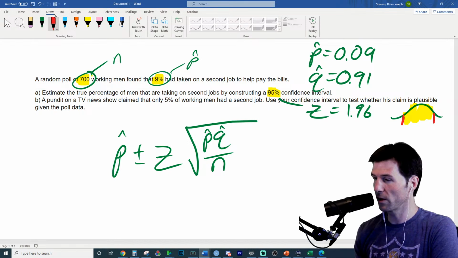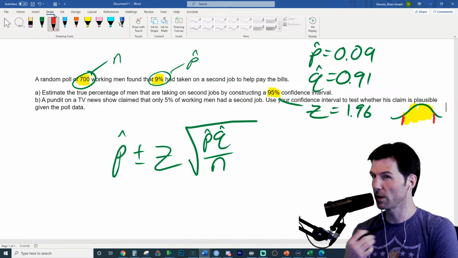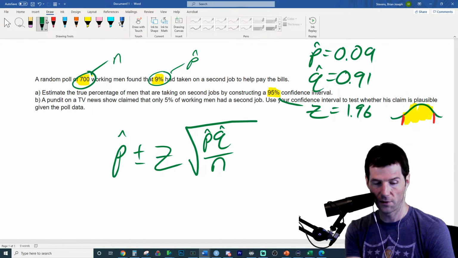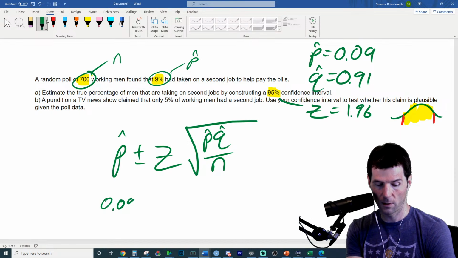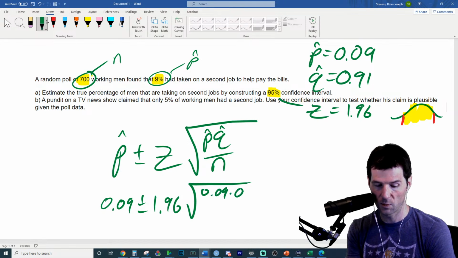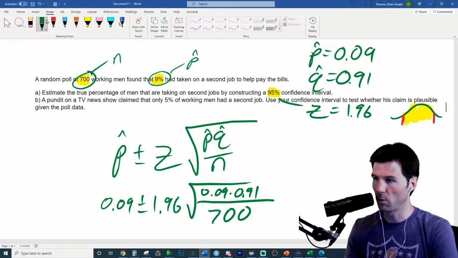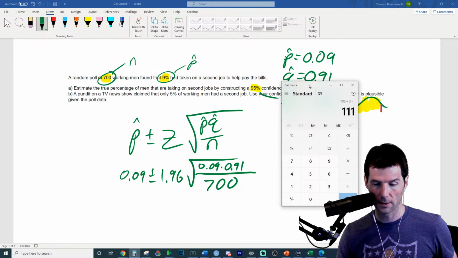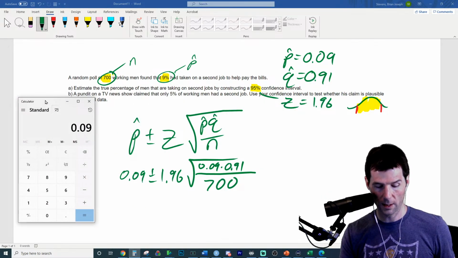Now, here's the important thing. We're making a confidence interval. We're going to use it for a test here in a second, and we'll write the test out. So let's do the confidence interval of 0.09 plus or minus 1.96 times the square root of 0.09 times 0.91 over 700. And we'll get the two values right here. So let's go ahead and start solving. 0.09 times 0.91 divided by 700. Don't make an error, Brian.